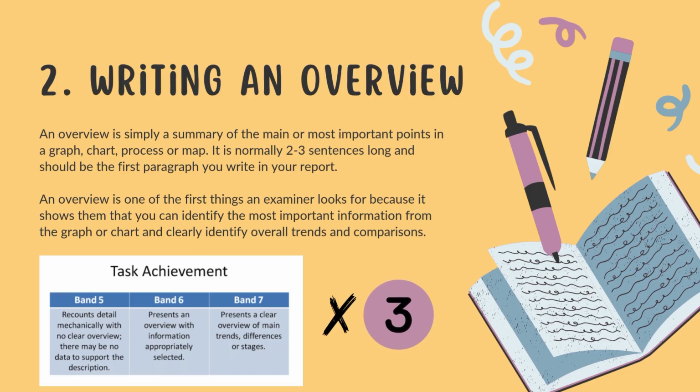Moving on to step 2, writing an overview. An overview is simply a summary of the main or most important points in a graph, chart, process, or map. It is normally 2 to 3 sentences long and should be the first paragraph after your introduction. It's one of the first things an examiner looks for in your IELTS writing part 1s, because in order to reach the top bands, 5, 6 and 7, an overview is required. If they cannot find clearly an overview when they start reading, unfortunately, you're going to be stuck in the lower bands, so this is crucial.